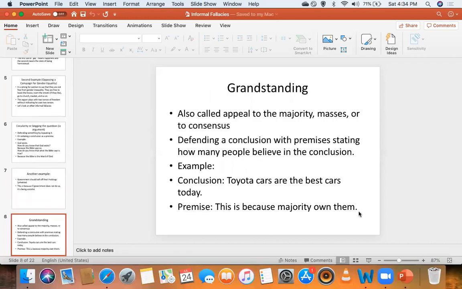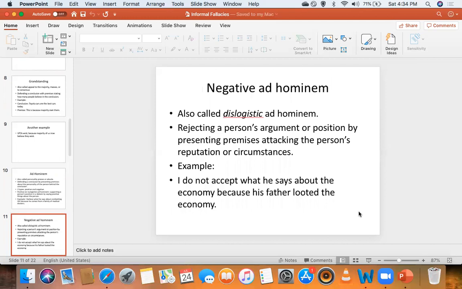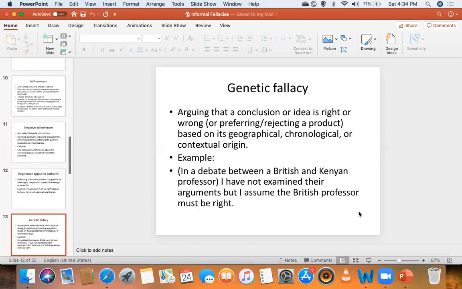Then from there, we went to some other fallacies. We saw grandstanding, which is to appeal to the majority. We said it is wrong to appeal to the majority because the majority is not always right. Then we saw what is probably the most common fallacy that people commit, which is to praise or attack people instead of the arguments, the negative and the positive. And then we saw appeal to authority, where you appeal to someone's authority instead of defending an argument in a technical way. Then we saw the genetic fallacy, where you say that something is right or wrong depending on where it comes from.